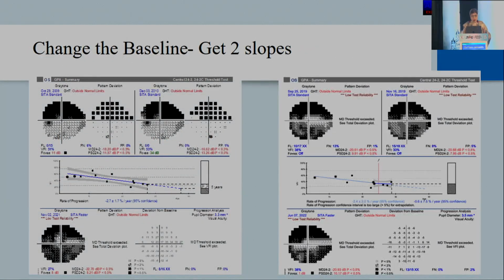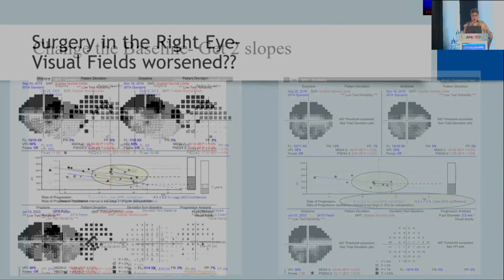So what we can do is we can mark it. So we mark the baseline as the point at which we've done surgery, and Zeiss allows you to put a little knife there to tell you that you've done surgery, and the rest of the GPA will then be computed from the second baseline. So that's the interesting and the useful thing that we can do.